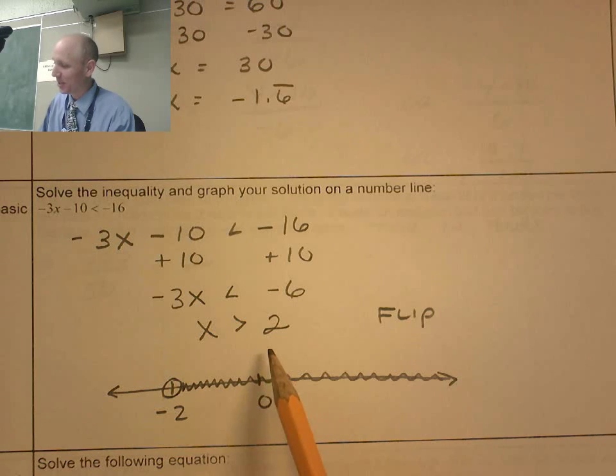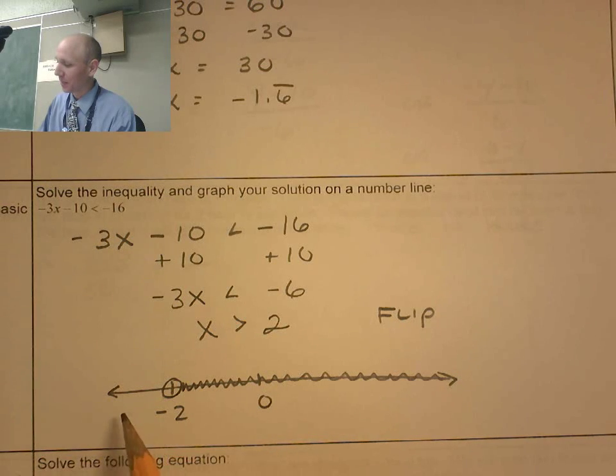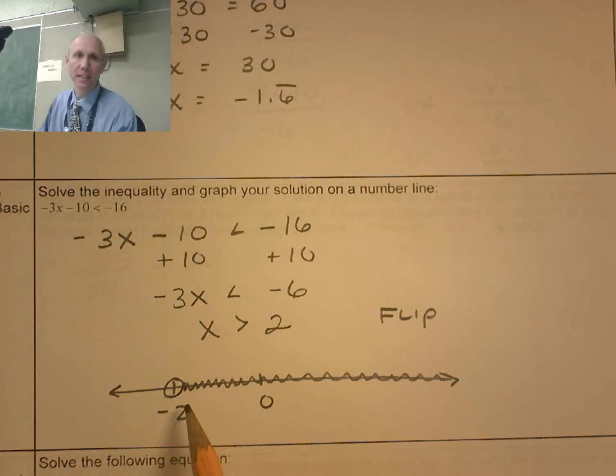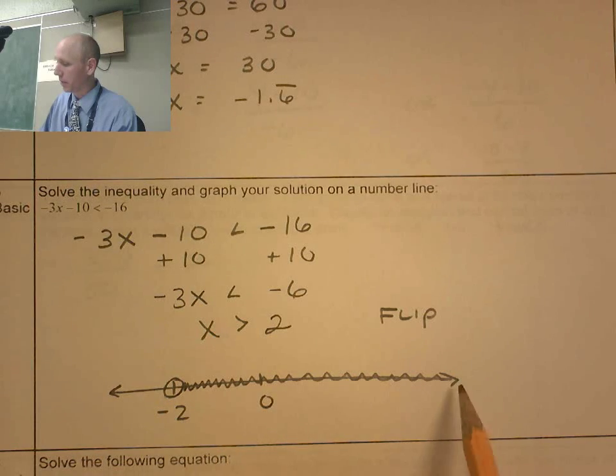X is greater than 2. So open circle, because it's just greater than and greater than negative 2. Solve the following equation.